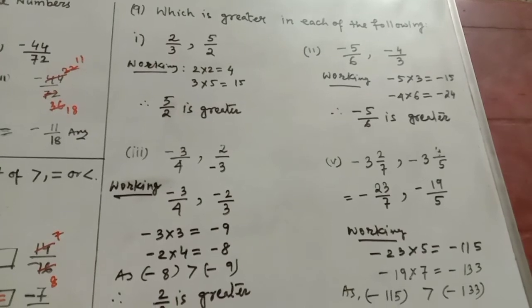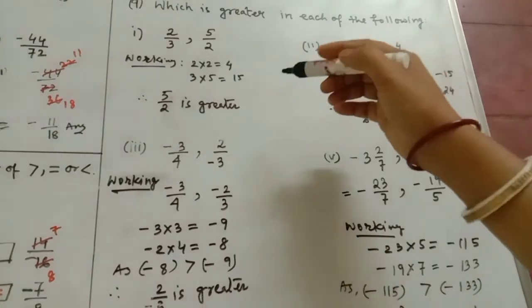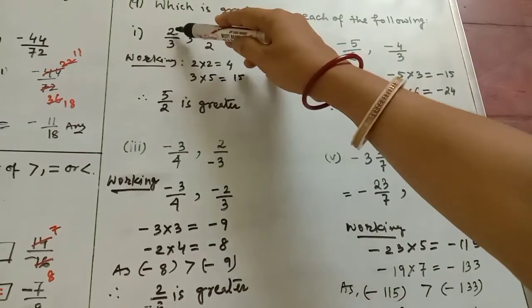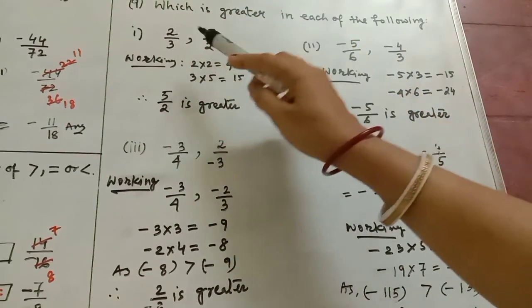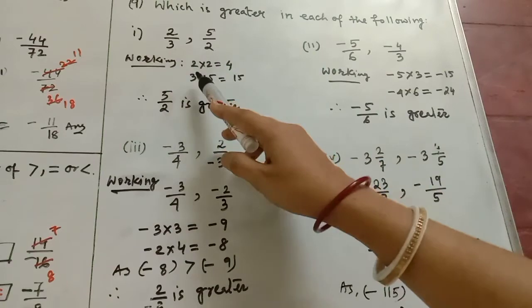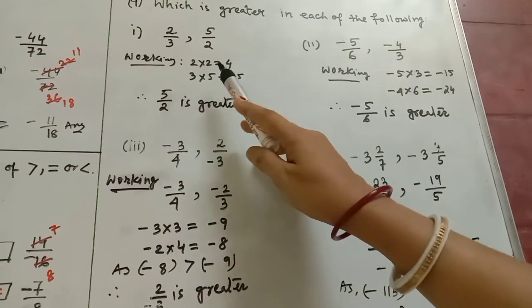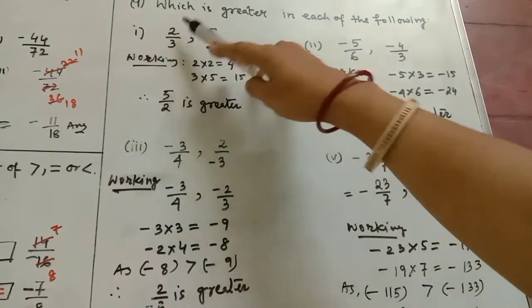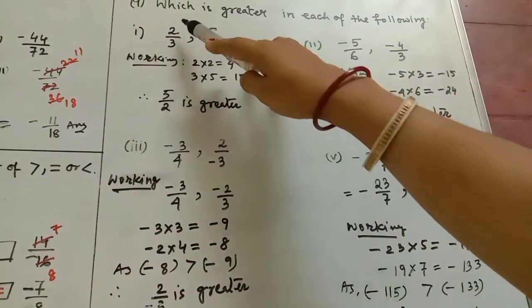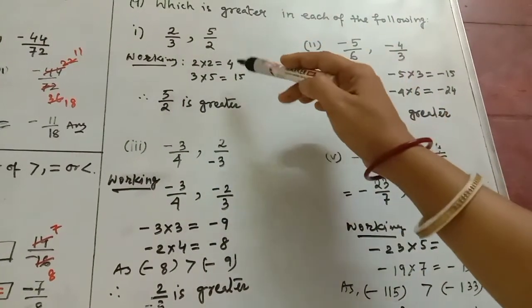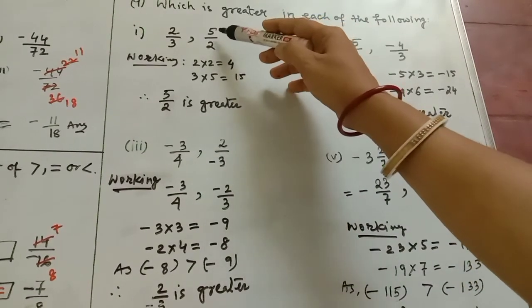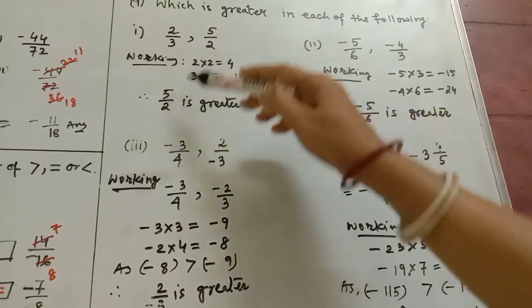In this way you can complete the sum as we have done. In the same way we multiply the first numerator and second denominator, then the second numerator and first denominator. Both are positive numbers, so we have to concentrate on the numbers only now. The first gives 4 and the second gives 15. So 15 is greater, so 15 comes for the second one, so 5 by 2 is greater.